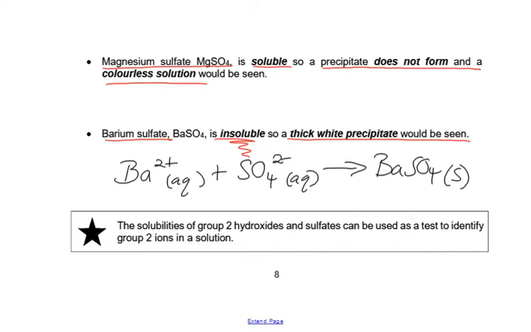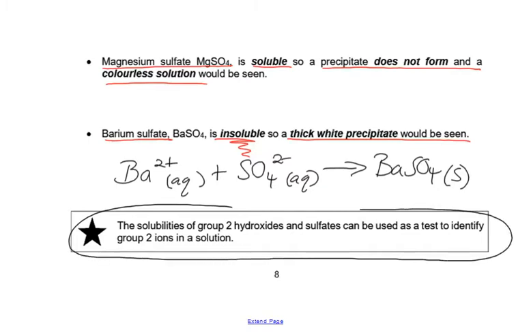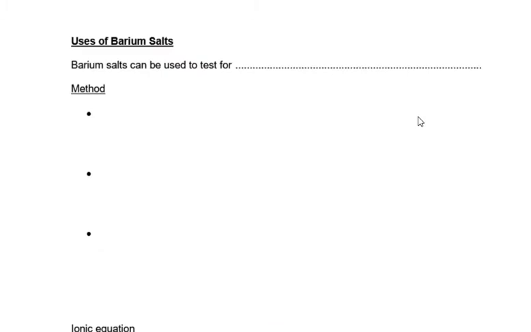So as it importantly says there, the solubilities of the group 2 hydroxides and sulfates can be used to identify which group 2 ions you have. So rather than actually testing for the magnesium or the barium, now we're going to use the group 2 metals to actually test for other substances. So we're going to use barium salts, and we're going to use them to test for sulfate ions. So you may have seen this test either demonstrated or on the video. You can probably pop the method in.